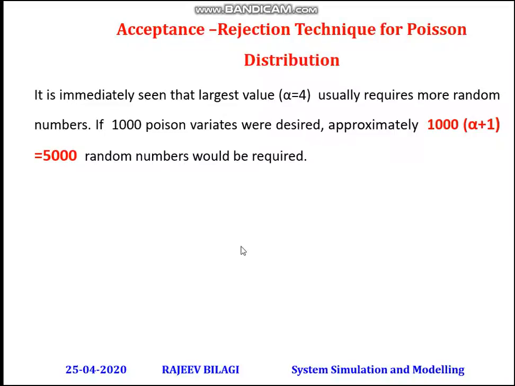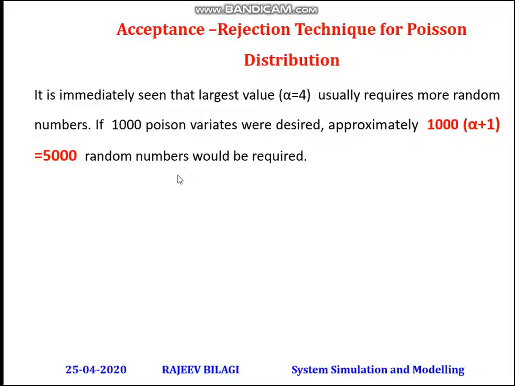So in general, with the same technique, if alpha is equal to 4, earlier it was 0.2, then you are getting this value. If alpha is equal to 4, then it will require more random numbers. So for 1000 numbers with the same set of random numbers and alpha is equal to 4, you are going to get 1000 into (alpha plus 1), which is equal to 5000 random numbers.